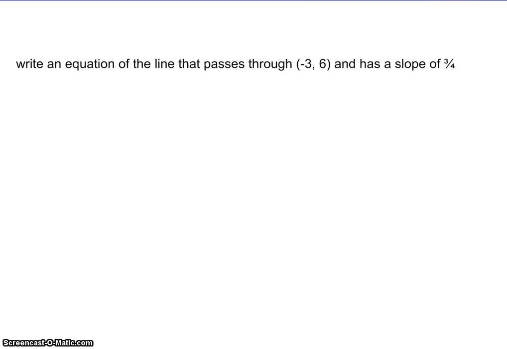Okay, so write an equation for the line that passes through (-3, 6) and has a slope of 3/4. So again, I want to use point-slope form. If I use slope-intercept form, I'm going to get stuck dealing with fractions. I know we don't like doing that. I'm going to deal with fractions here, but you're going to see it's not too bad.